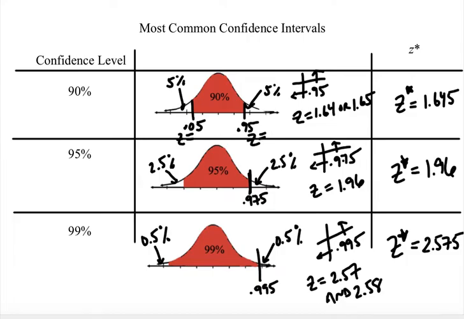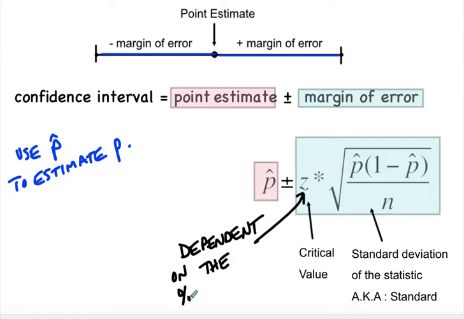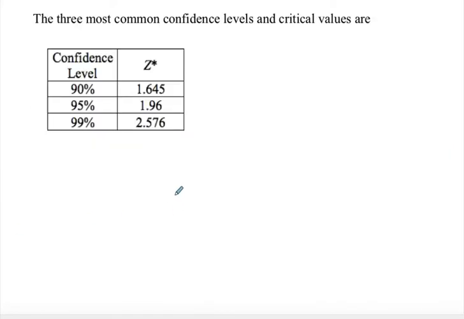So again, when you use your formula here, this Z star is dependent on what confidence level, what percent confidence level. Maybe we should write that in here. Okay, so that's going to change for each problem. And here's just a summary. These are the most common ones you're going to use.